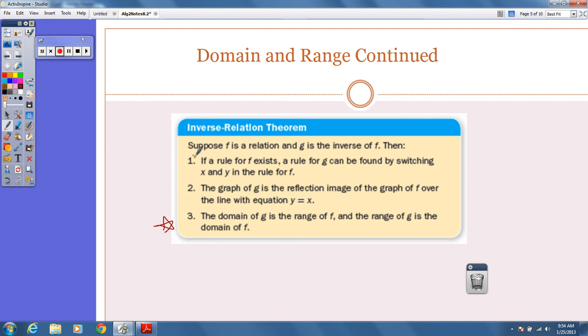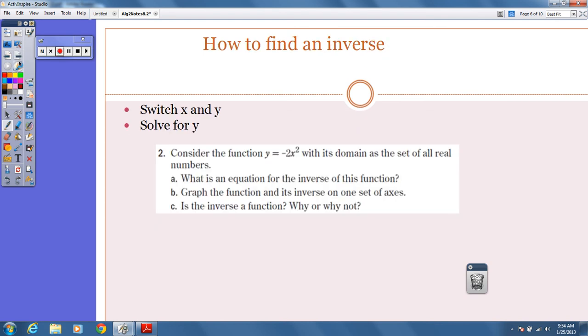If F is a relation and G is its inverse. It says relation, notice not function, okay? Because this works for anything. And if a rule for F exists, you can also find the rule for G by switching the x and y. And then you can figure out what that relationship is, just like they did for Hubble's law, okay? And the last thing is the graph is a reflection over that line y equals x. So do jot that down.